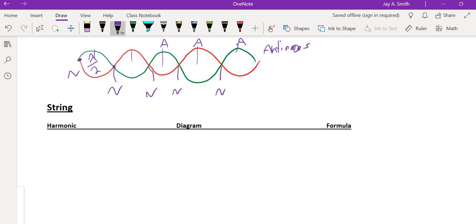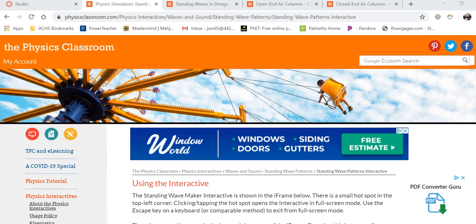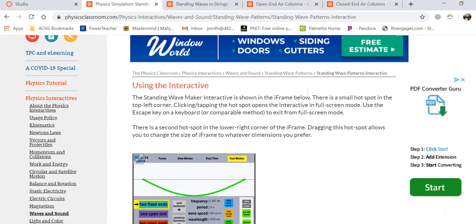Okay, so when we look at a string, the key for a string is that it's fixed at both ends. On a guitar, we call it the nut at one end and the bridge at the other. And that is a node at each end. That's the key. It's a node at each end. And that's the criterion. It can vibrate in different modes that all have, what they have in common is they each have a node at each end. So we're going to look at a simulation here.